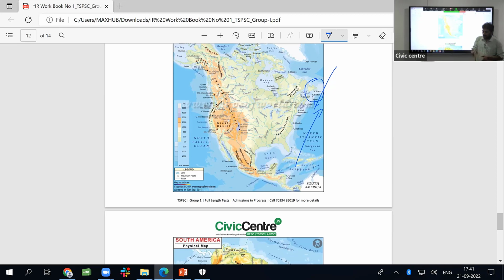Do you know the NASA rocket launching station? Is it on the eastern side of North America or the western side? Eastern side only. Can you see Cape Canaveral? Near that you can find the NASA rocket launching station. Okay, now go to the physical map of South America.